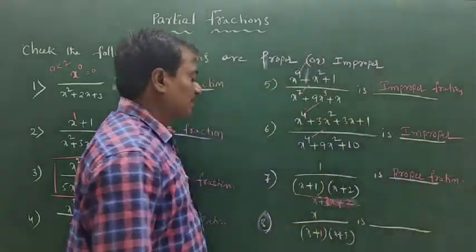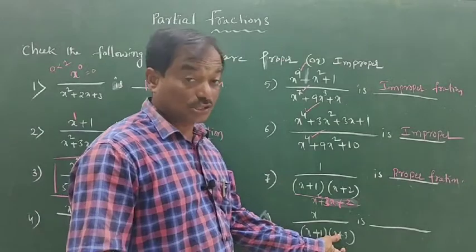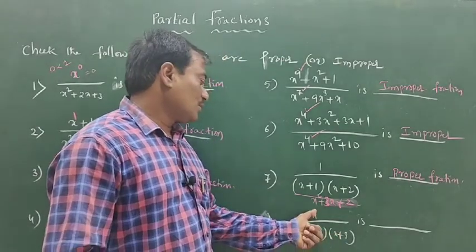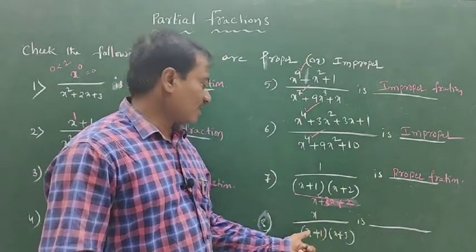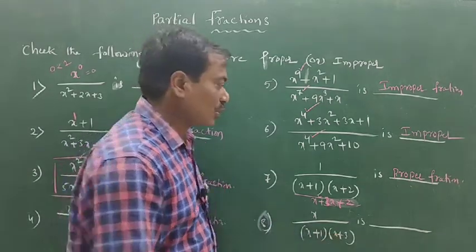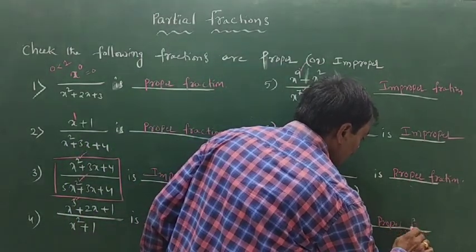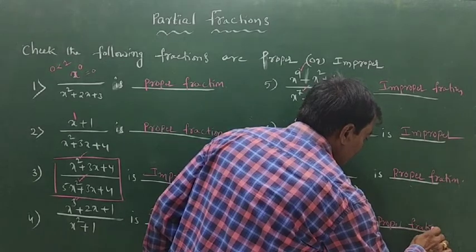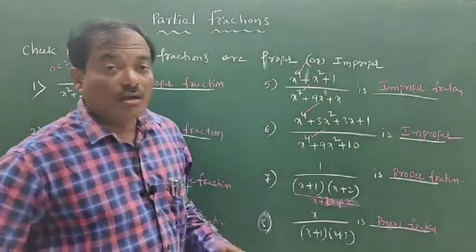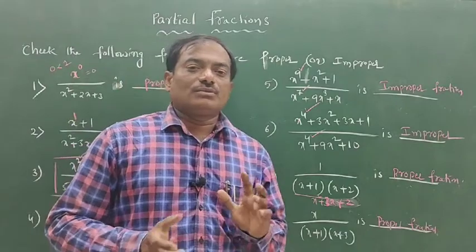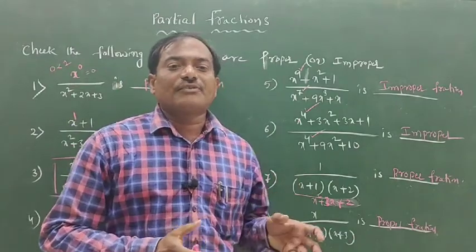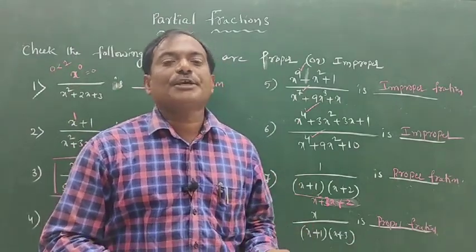And coming to this one, yes, x into x means x square. The degree of f of x is 1 and the degree of g of x is 2. So therefore this is a proper fraction. Now this is the process of identifying whether the given fractions are proper or improper.